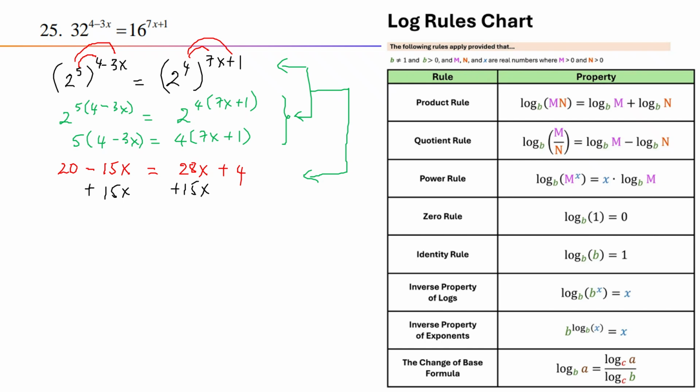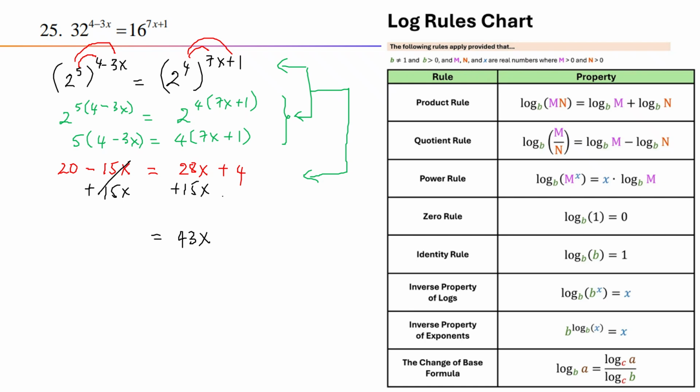Okay, then we will have 28x and 15x is 43x. 8 plus 5 is 13, write 3, remember 1. 2 plus 1 is 3, plus 1 is 4. 43x. Okay, on the left hand side, we cancel that part.